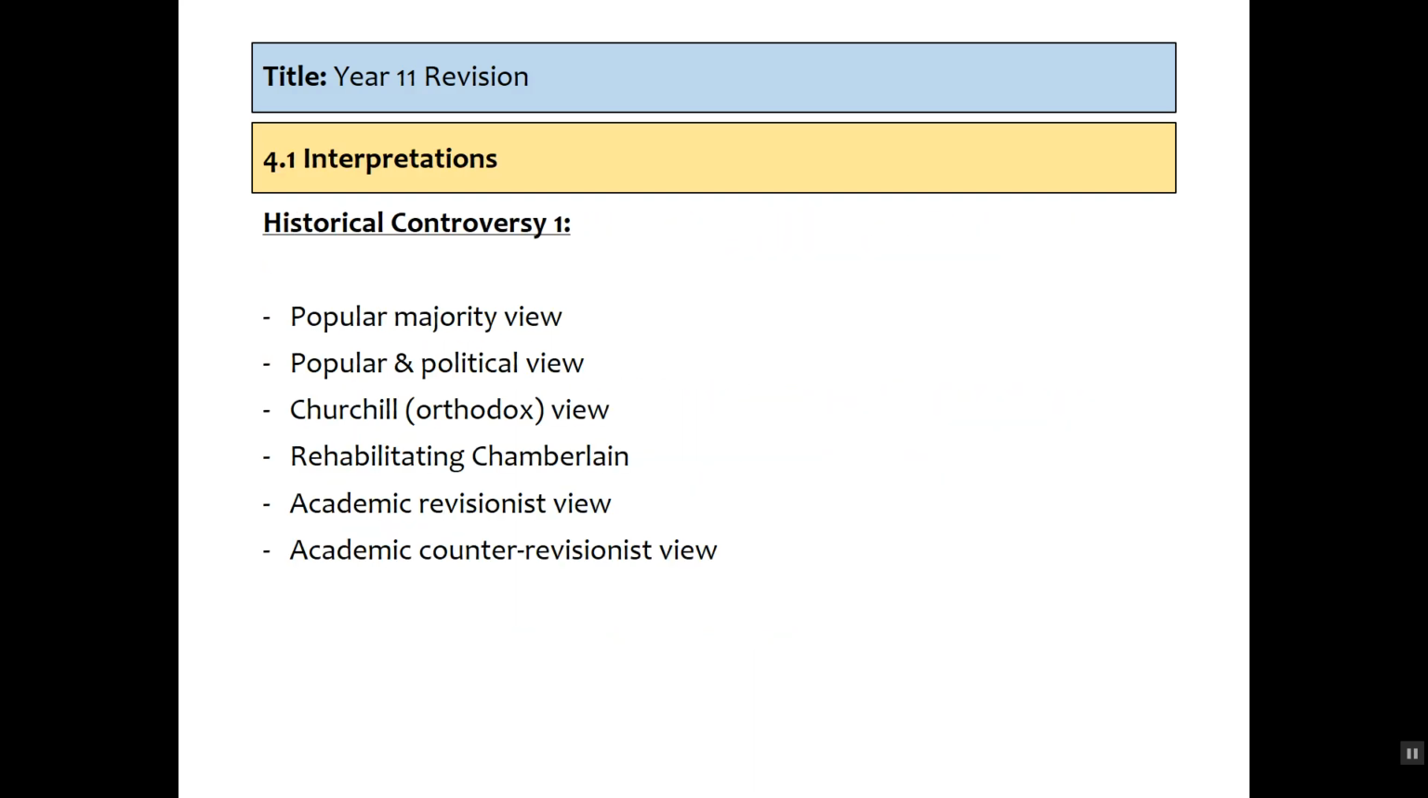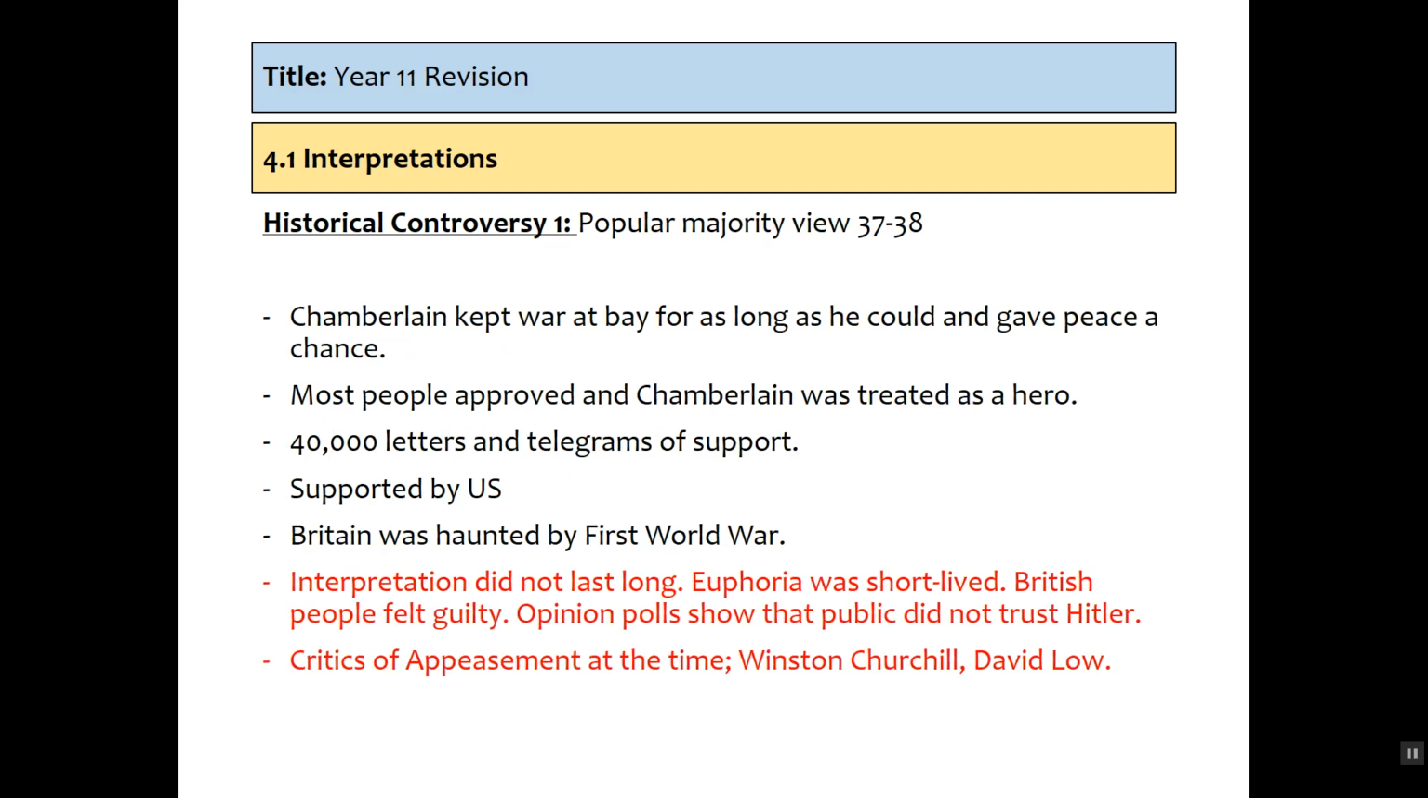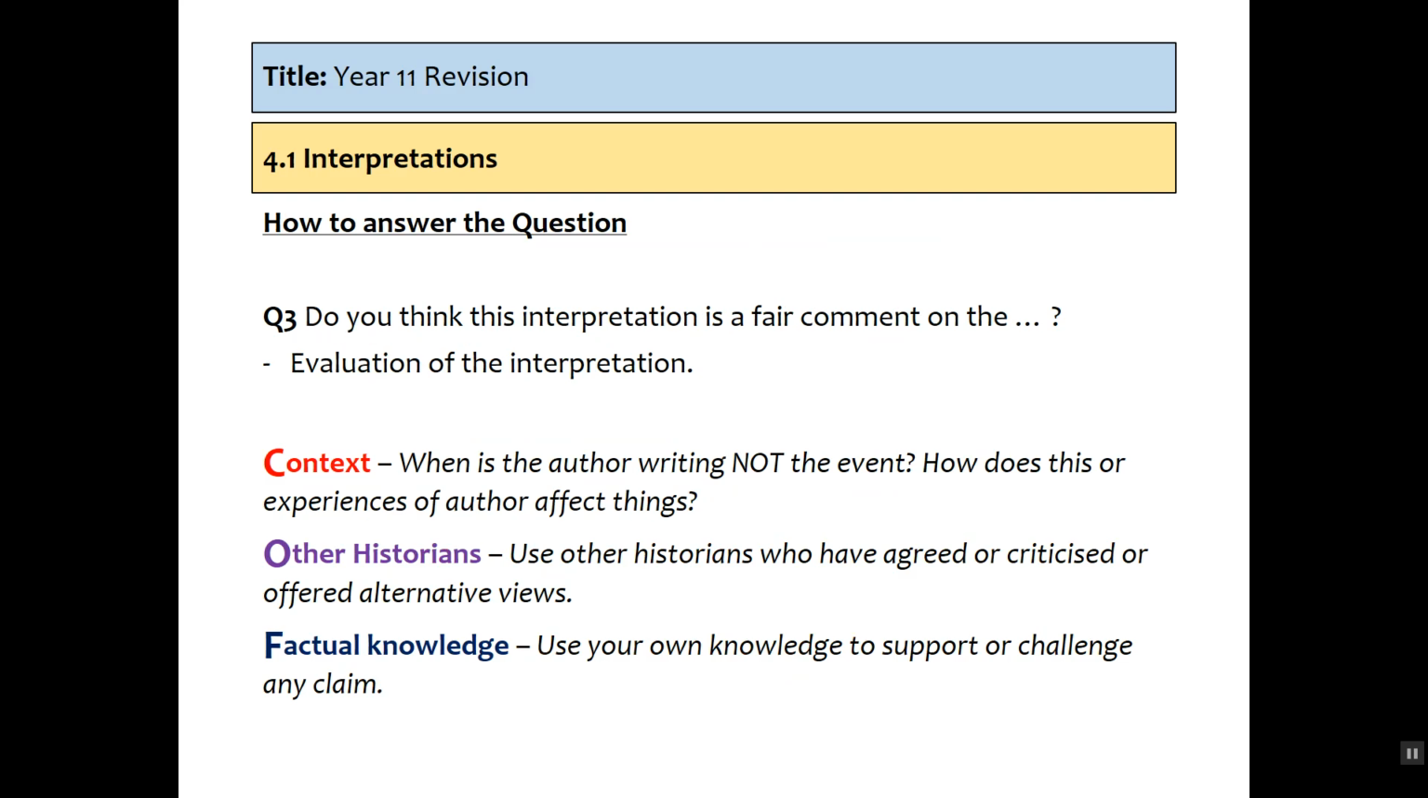So just to recap, we've got the initial popular majority view, we've got the popular and political view, we've got the revision with Churchill's orthodoxy, then we've got the academic revisionist approach, and then we've got the counter-revisionist approach. And this takes us from 1939 with the outbreak of war all the way through to the 1990s and the 2000s. And you've got to think about all of these major events happening and how they influence historians' views. Now, this comes together in a question. Question 3 is, do you think this interpretation is fair?